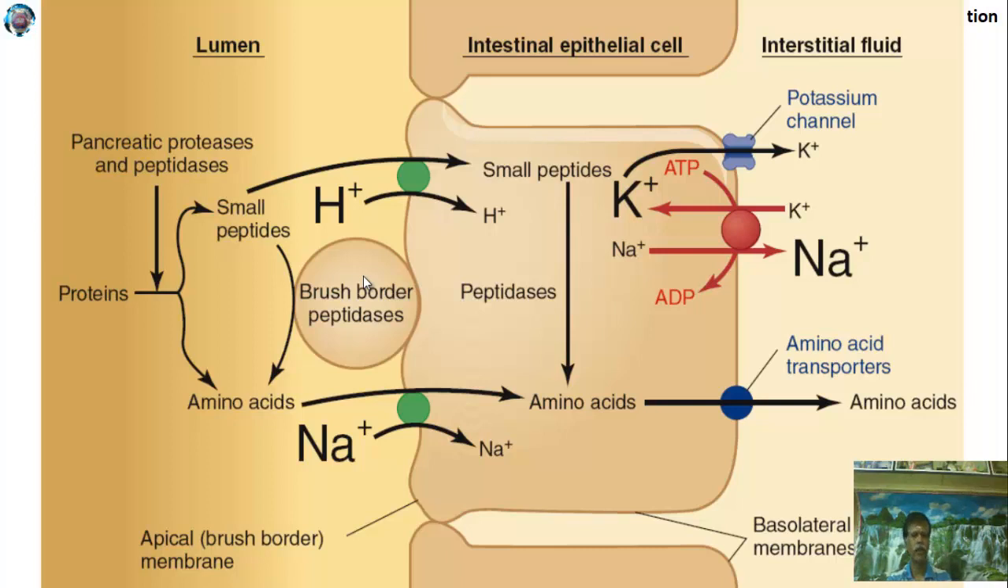Once the small peptides come to the intestinal epithelial cell, inside the cell they are broken down into amino acids by the action of the enzymes peptidases.